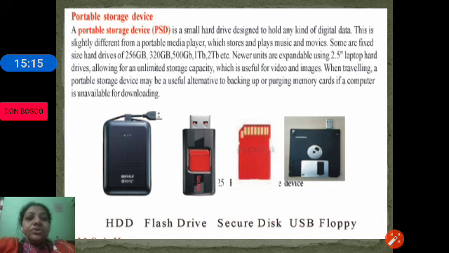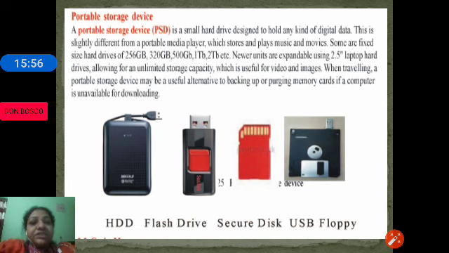A hard disk can store all types of information. The storage capacity of a portable hard disk varies from 256 GB up to 2 TB, 2 terabytes of data. Newer expandable ones using 2.5 inch laptop hard drives have unlimited storage capacity. That means you can store any amount of data. When you are traveling, it is easy to carry these portable devices.